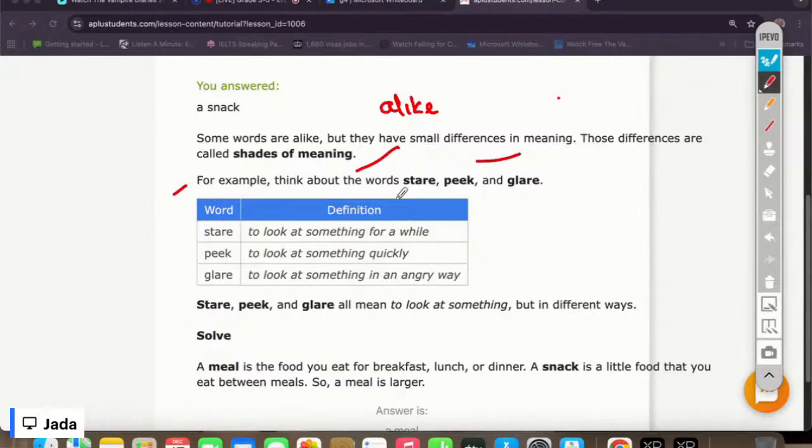So just like we have, think about the words stare, peek, and glare. Okay, so we have them here, and stare is to look at something for a while. So when you stare intensely, and then peek is to look at something quickly. Glare is to look at something in an angry way. One thing that is common is that they are all looking at something, but in different ways. We have an intense look, we have quickly, and we have angrily. But one thing that is common is that they are all looking at someone or looking at something, just that it's in different ways. So this is what we call what? Shades of meaning.